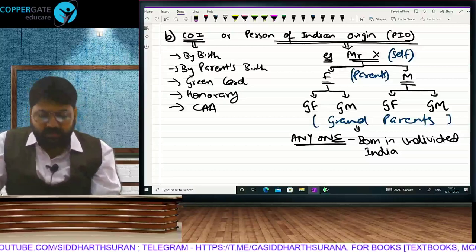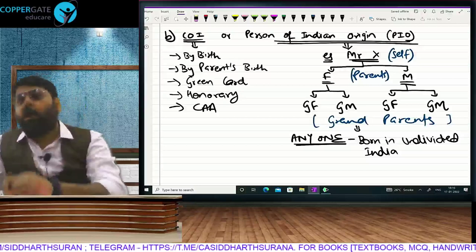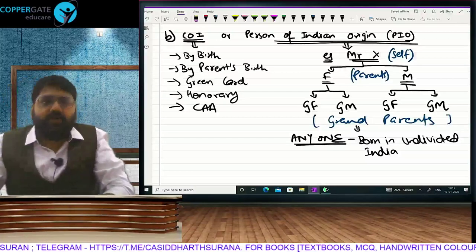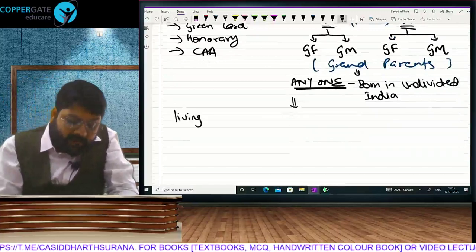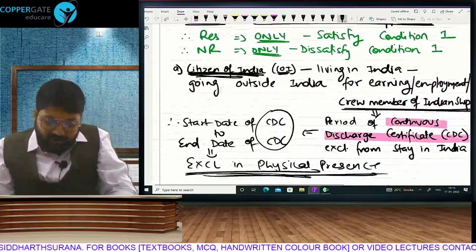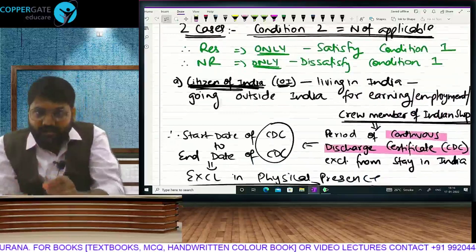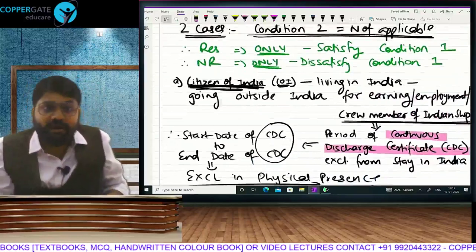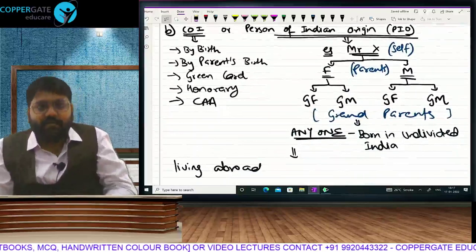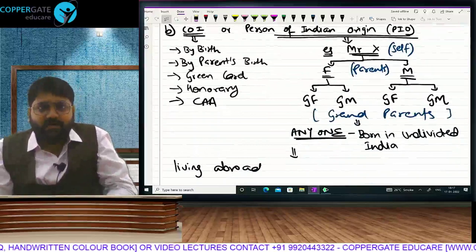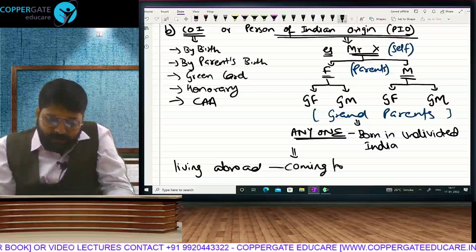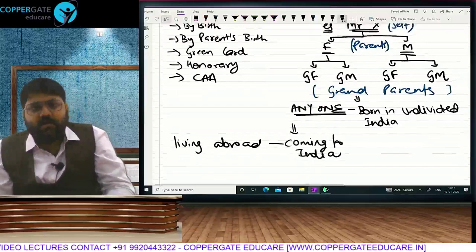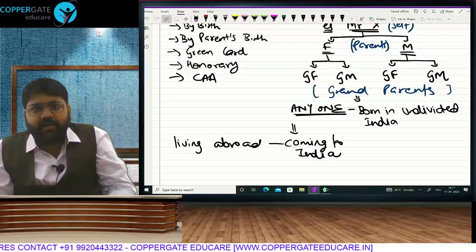Everyone? Yes. So, listen. If you are a citizen or a PIO, citizen or a person of Indian origin, are we clear about meaning of citizen as well as PIO? Who is living abroad? Last time what was the system? You are living here and you are going out for earning money. This time, where are you living? Abroad. Where are you earning? Abroad. Where are you doing all your activities? Abroad. And you are coming to India. Most welcome.